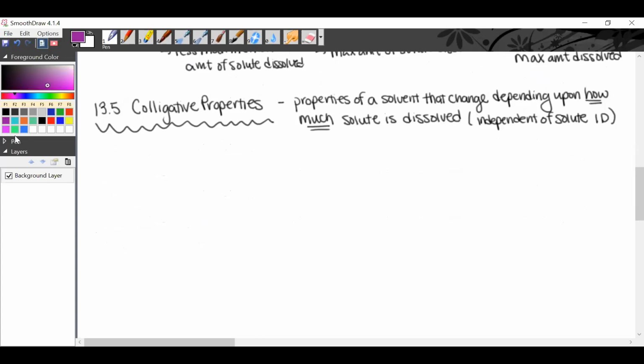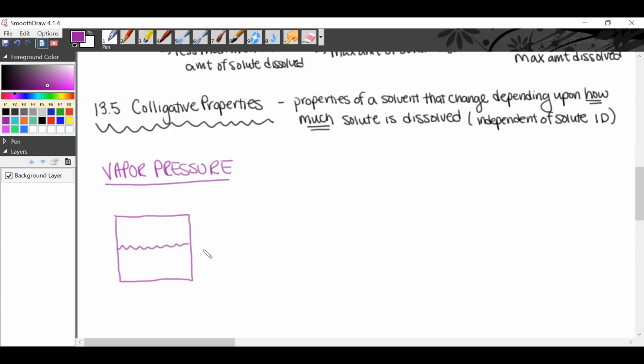The first thing that changes is vapor pressure. Let's review what the heck vapor pressure even is. Let's draw ourselves a diagram. I have a beaker, or a closed container, I should say. A closed container is a better thing to consider here. And I have a liquid down here. Let's say this is water, H2O. I'm going to have some of it down here in the liquid phase, and some of it that became a gas.